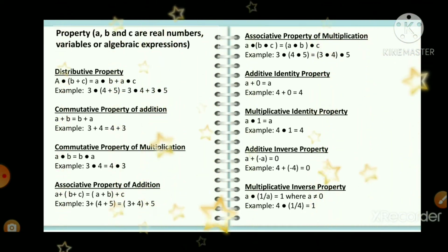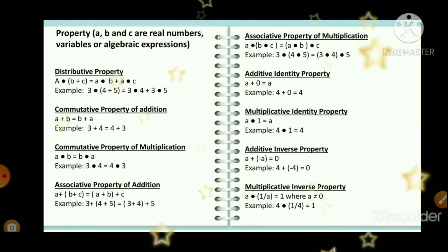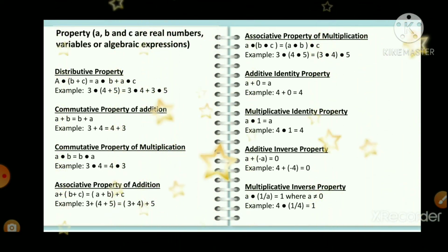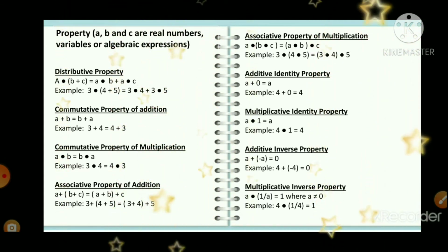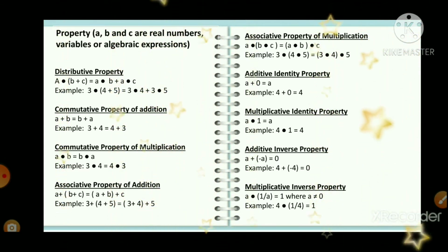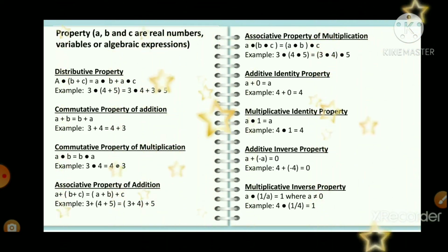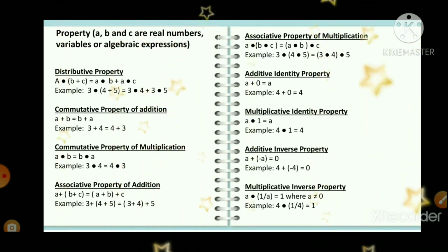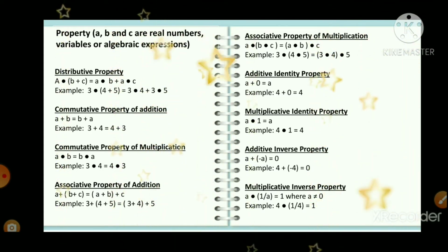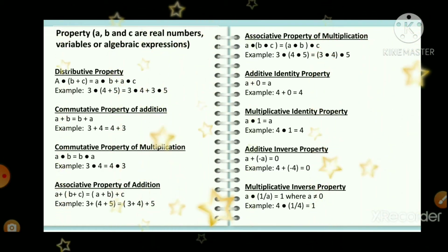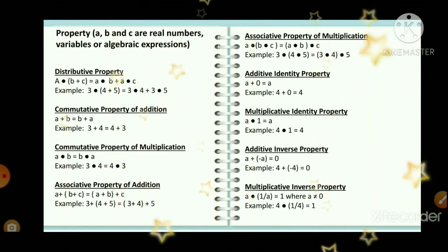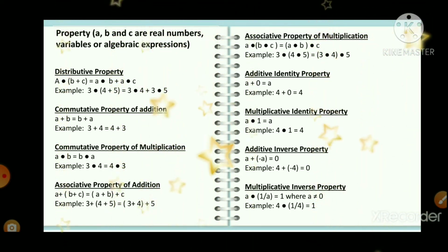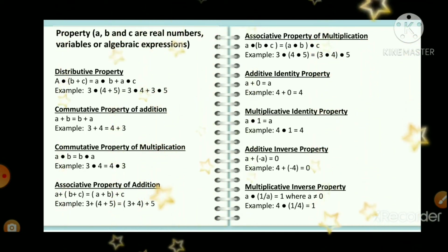Associative property of addition. A plus the quantity of B plus C is equal to the quantity of A plus B, plus C. Example, 3 plus the quantity of 4 plus 5 is equal to the quantity of 3 plus 4, plus 5. In the associative property of addition, elements regroup, though they do not physically move; they simply group with a new friend. That's the idea.